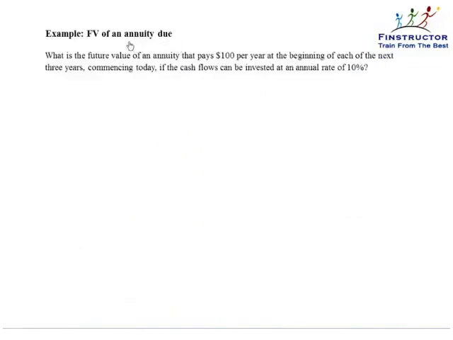An annuity due is different from an ordinary annuity in that the payments are made at the beginning of the period. So if the question says annuity due, you know that the payments are coming at the beginning of the years, not at the end of the years. So let's see how that makes the question a little different.